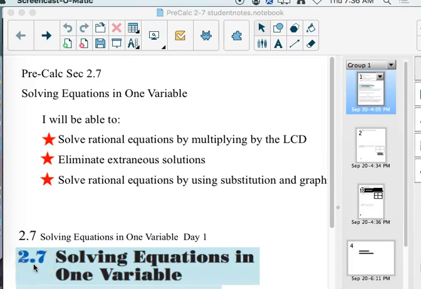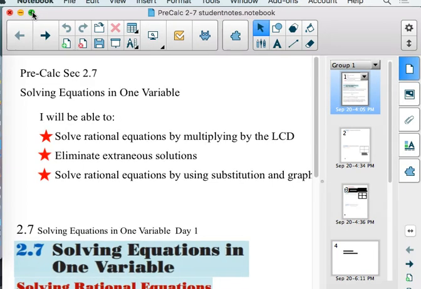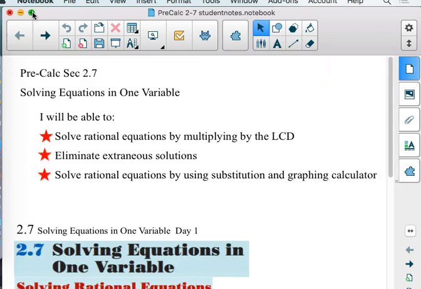So section 2.7, back to solving equations. Solving equations in one variable. And we're going to be able to solve rational equations by multiplying by the LCD. And that's because when we talk about rational equations, we have fractions.